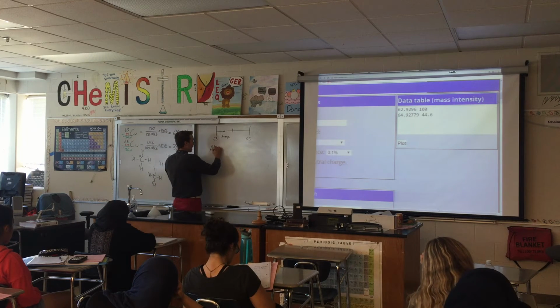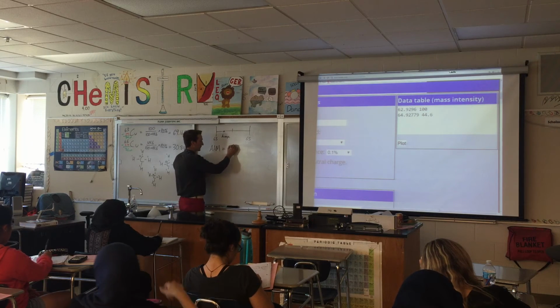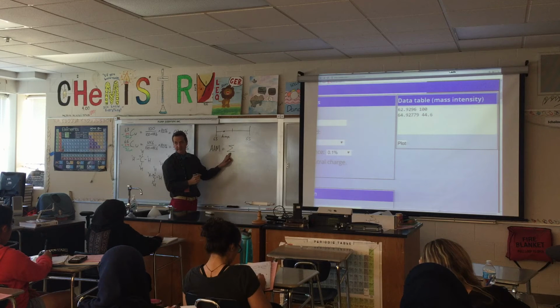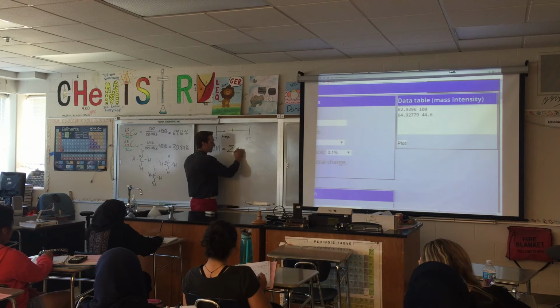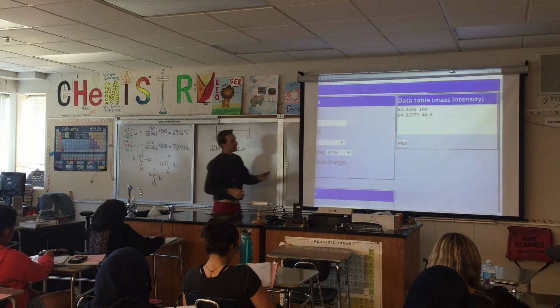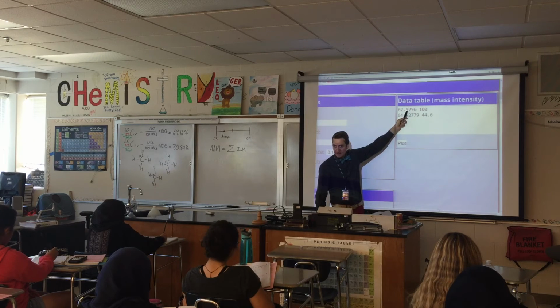So we use the equation. The average atomic mass is equal to the sum, you guys all familiar with this symbol? The sum of what I'm going to call the isotopic masses. That's these numbers right here. That's what the isotope actually weighs.